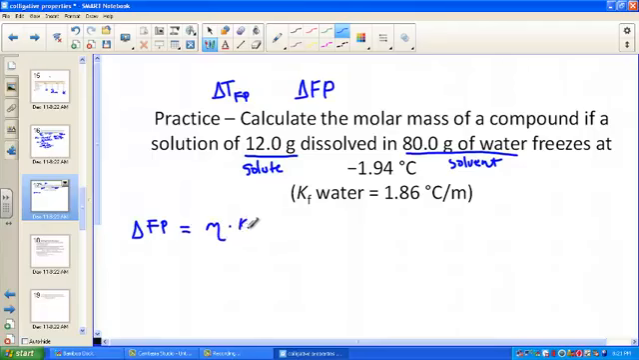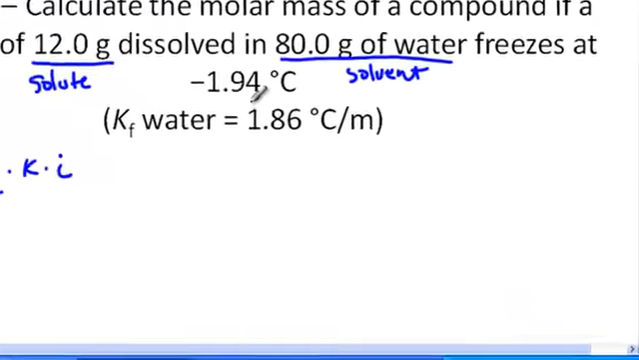The change in freezing point is molality times the K constant times the van 't Hoff factor. Because we're looking for the molar mass of a molecule, the van 't Hoff factor is known to be 1. I like to write it out. It's my habit: the van 't Hoff factor will always be written even if it's a 1, a non-electrolyte value of 1. Well, the change in freezing point we know.